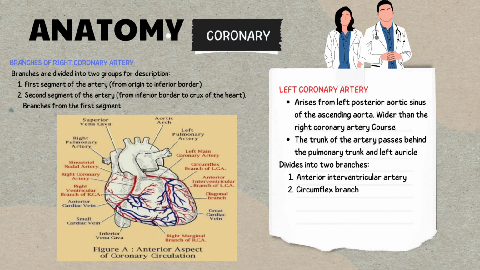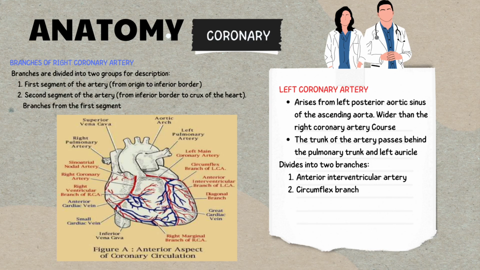Branches of the right coronary artery. Basically, the branches are divided into two groups. The first is the first segment of the artery, from the origin to the inferior border, and the second is the second segment of the artery, from the inferior border to the crux of the heart, which gives branches from the first segment.